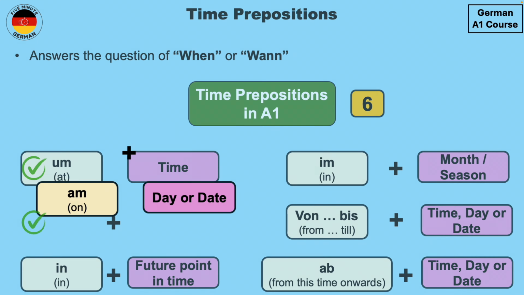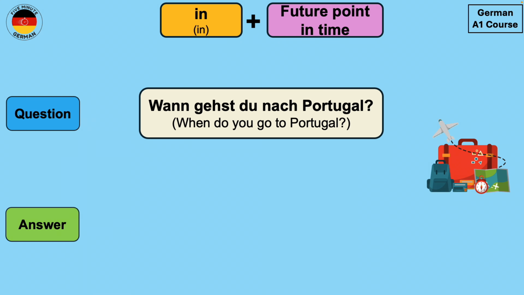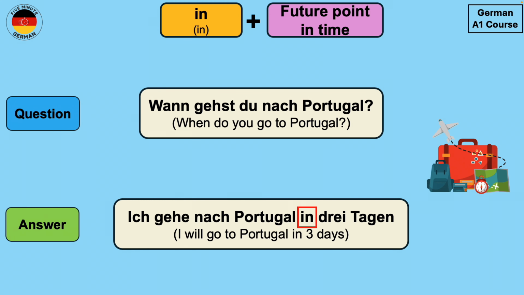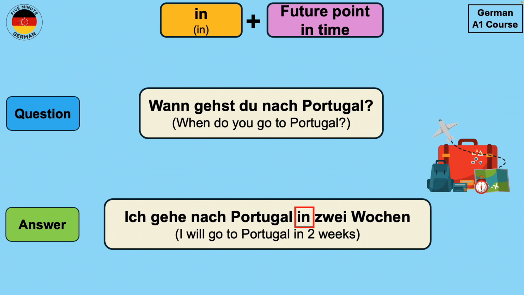Now let's go to the next preposition, which is "in", and this is used with the future. So for example, we have the question, "Wann gehst du nach Portugal?" When do you go to Portugal? Now because this is about the future, you can say, "Ich gehe nach Portugal in 3 Tagen." I will go to Portugal in 3 days. And this can also be weeks or months or years. So for example, if you are going after 2 weeks, then you can say, "Ich gehe nach Portugal in 2 Wochen." I will go to Portugal in 2 weeks. So whenever you are talking about the future, then you can use "in".